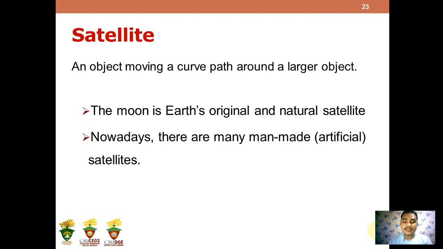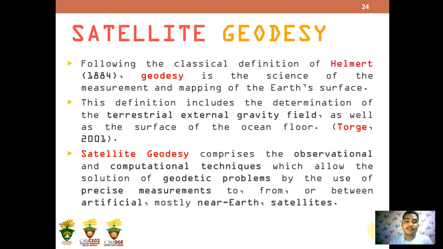And nowadays there are many man-made satellites, which we call artificial satellites. Artificial because they are man-made, made by people. And for the definition of satellite geodesy, let us go back to the definition of geodesy first and discuss it.